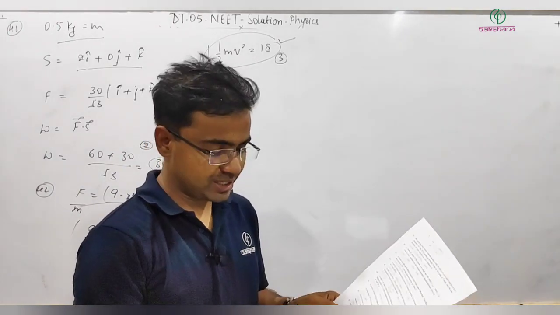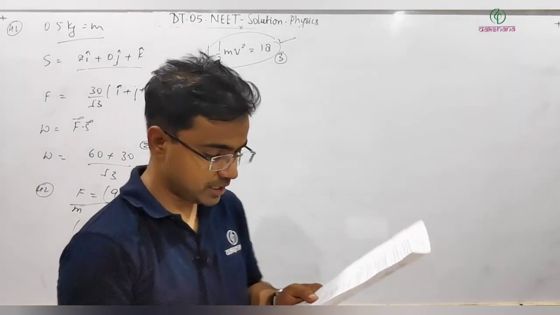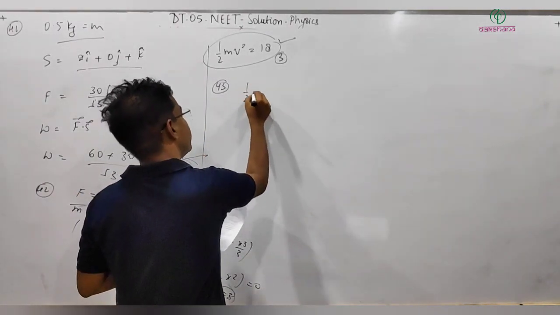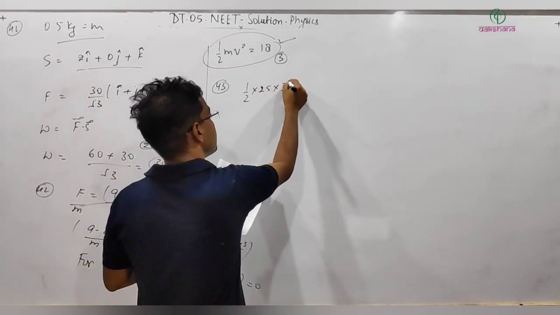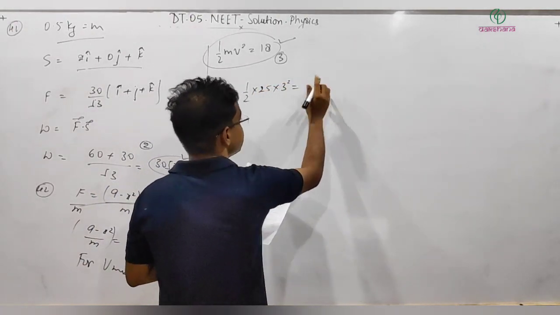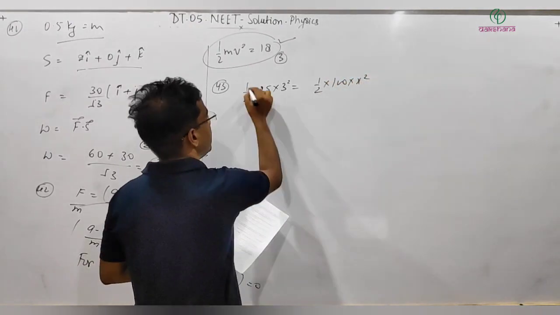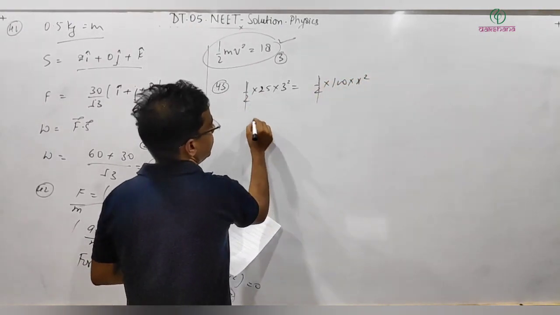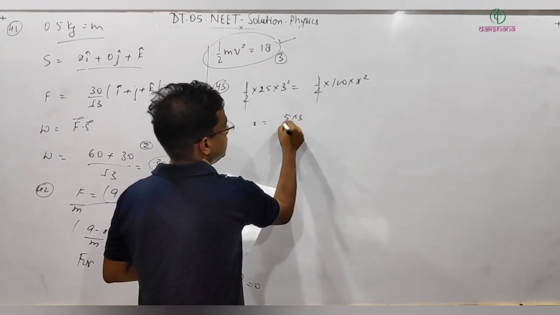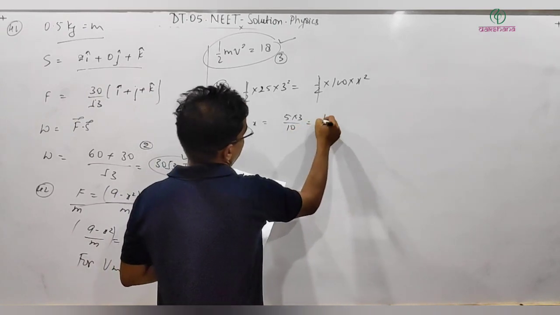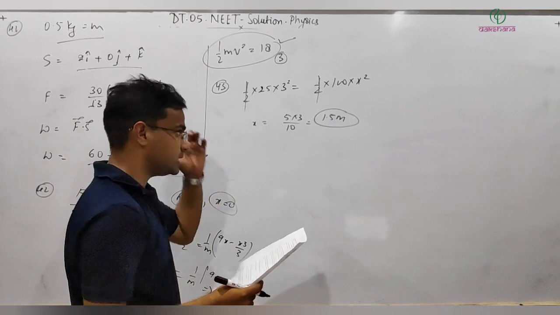So simply here what is happening, the kinetic energy of the block will get converted into the potential energy of the spring. So kinetic energy, half m v squared, is half into 25 into 3 squared, equal to half k x squared, which is half into 100 into x squared, right? So half gets cancelled and x comes out to be 5 into 3 divided by 10, that is 1.5 meter, the maximum compression.